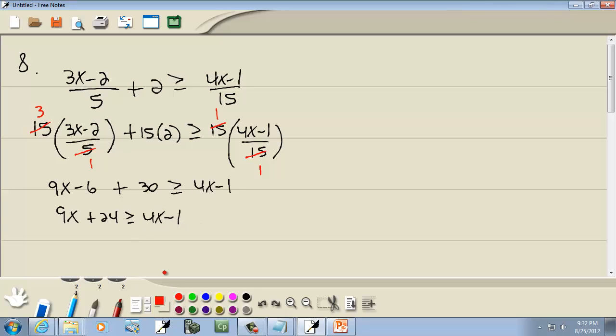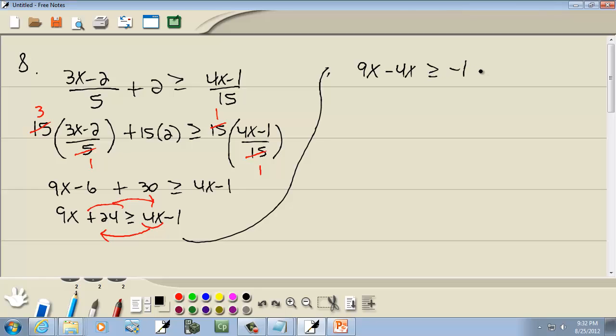Now, third step says get everything with an x on the left side, numbers on the right. So I take the 4x to the left and 24 to the right. So we get 9x minus 4x is greater than or equal to negative 1 minus 24. Combine together like terms at any step. 9x minus 4x is 5x. Combine together numbers. Negative 1 minus 24 is negative 25.